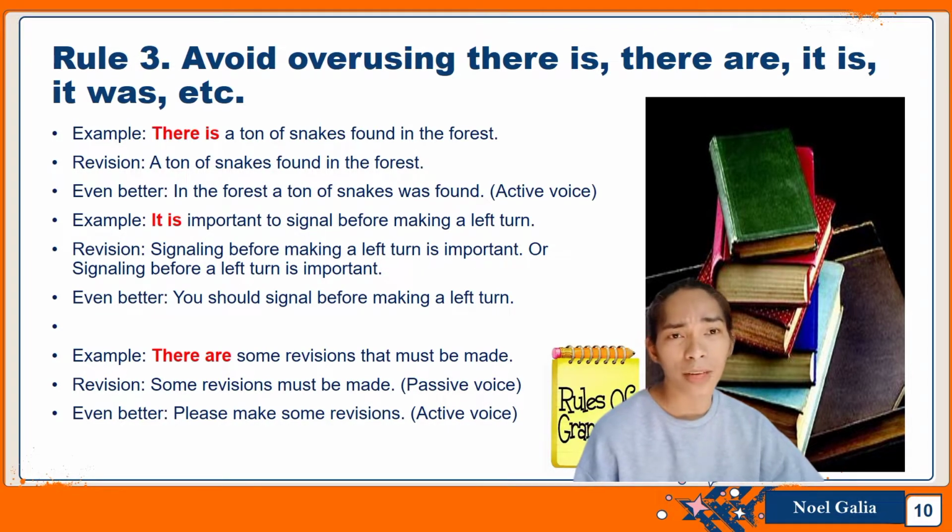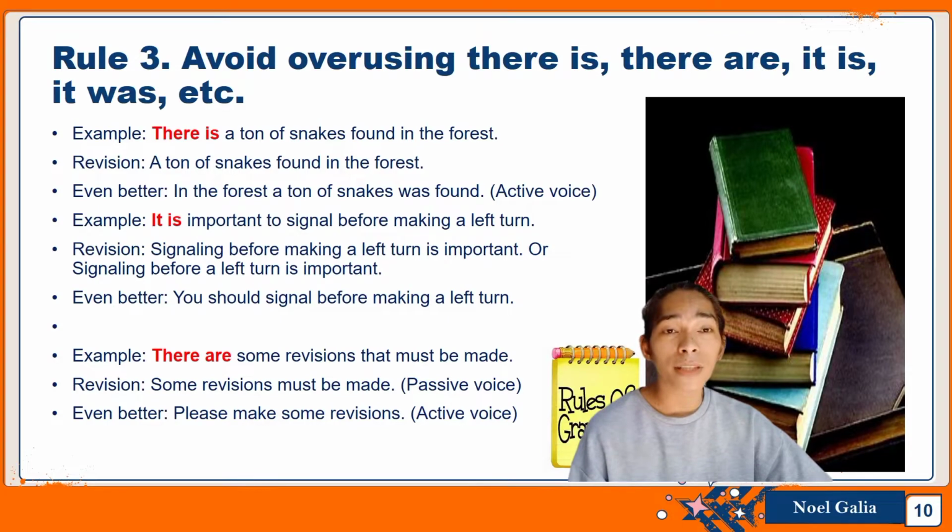Use other terms, okay? Instead of saying "There is a ton of snakes found in the forest," you can revise it into "A ton of snakes found in the forest." Or even better, "In the forest a ton of snakes was found." Isn't it better?